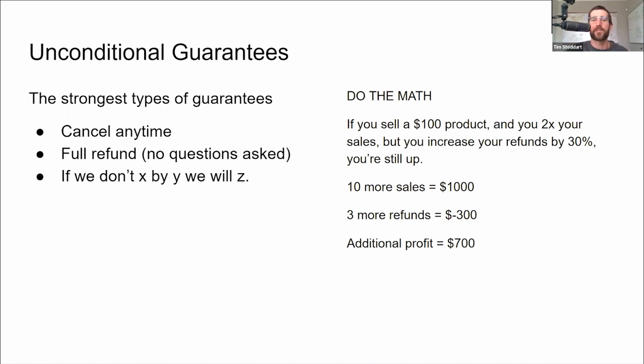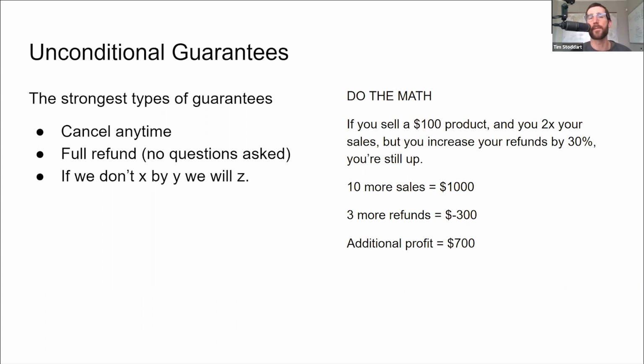It's still unconditional. So it's important to do the math on this, because when it comes to unconditional guarantees, people get really scared because they think to themselves, geez, how can I put myself out there like that? Everybody's just going to take advantage of me. And this isn't true. People, for the most part, are honest and mean well. Yes, there will be people who take advantage of you. It happens to me with the Copy Blogger Academy all the time. But the numbers are really all you need to care about.